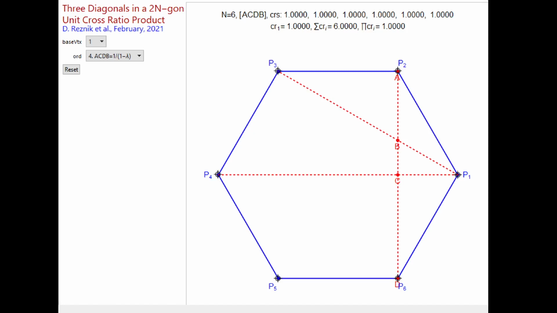Okay, so we're going to start with this regular hexagon whose vertices are labeled P1, P2, P3, P4, P5, P6. And I'm going to define three dashed red diagonals. The first one connecting P1 to P3, the second one connecting P1 to P4, and the third one connecting P2 to P6. Now, because I have these four collinear points along the third diagonal, let's go ahead and label them as A, B, C, and D.